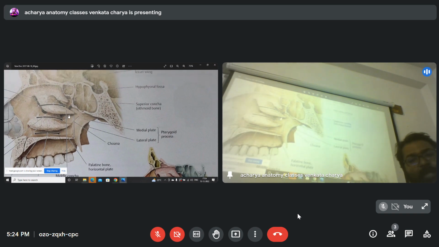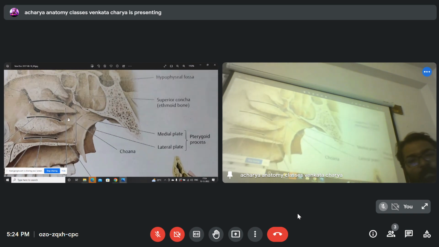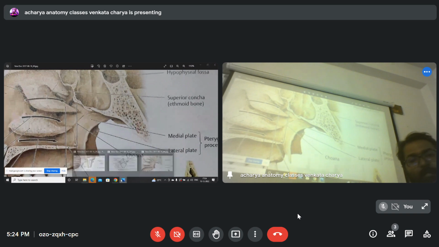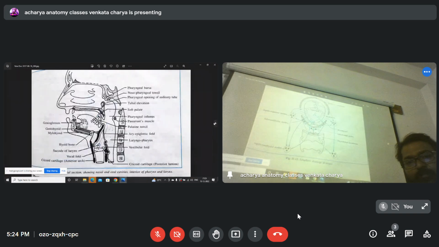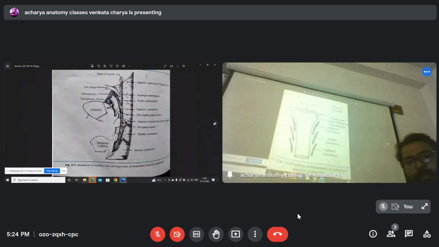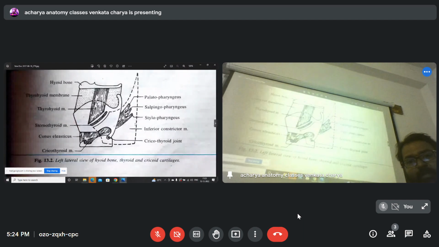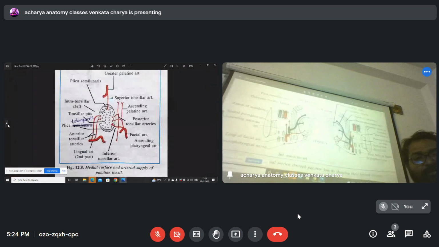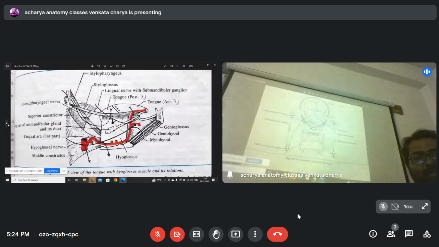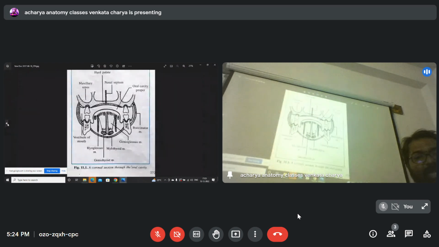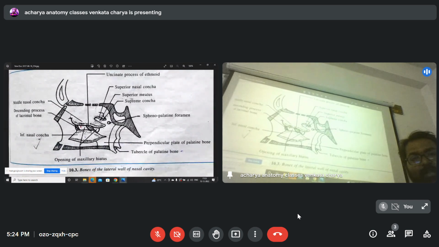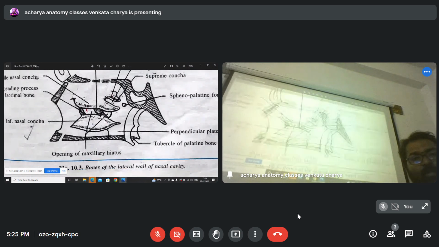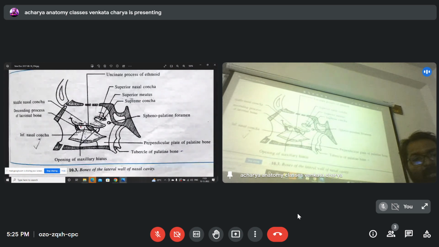Next, perpendicular plate of palatine bone. So all these parts unite to form the lateral wall of the nasal cavity. Are you getting? You have to write all these parts for the lateral wall of the nasal cavity.